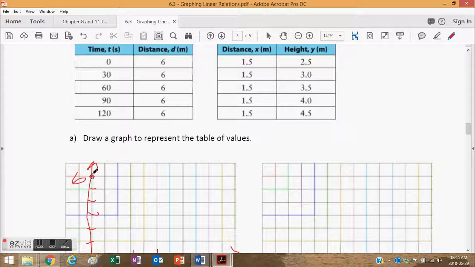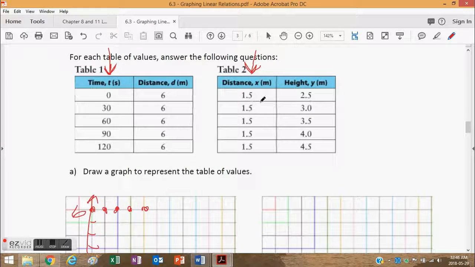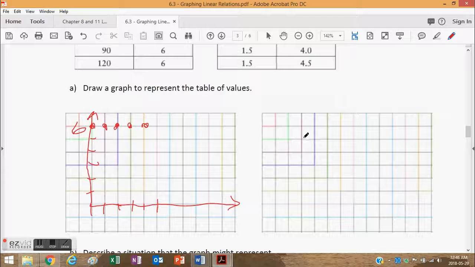Okay, so dot there, a dot there, another dot there, another dot there, another dot there. I think I've got enough. Lovely. You can see this is going to make a horizontal line. Okay, take a look over here. So we've got an x versus y graph.